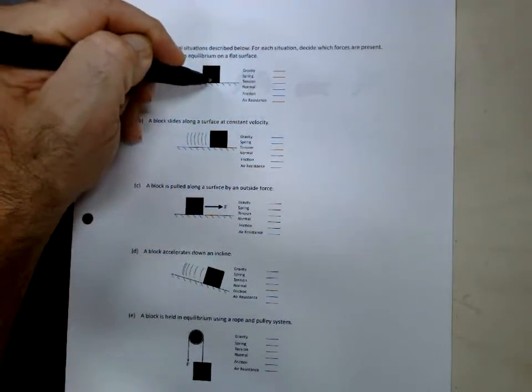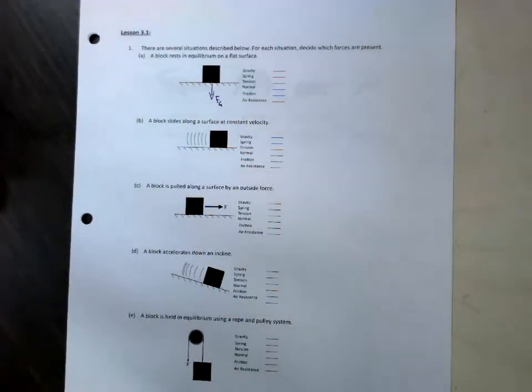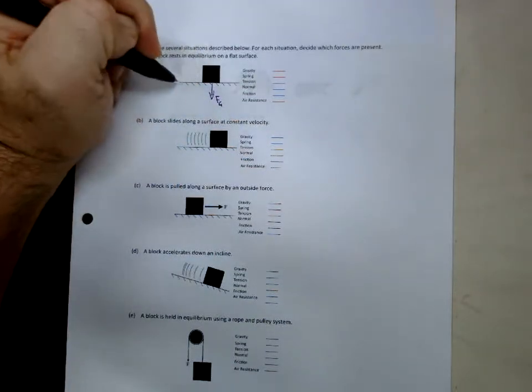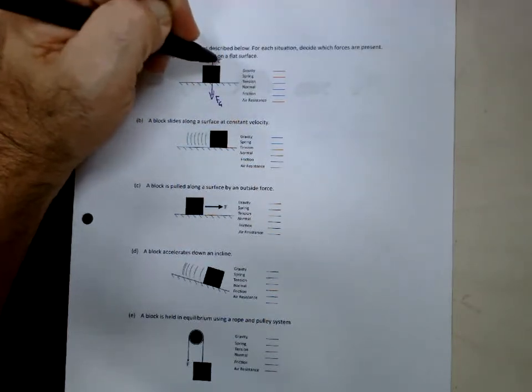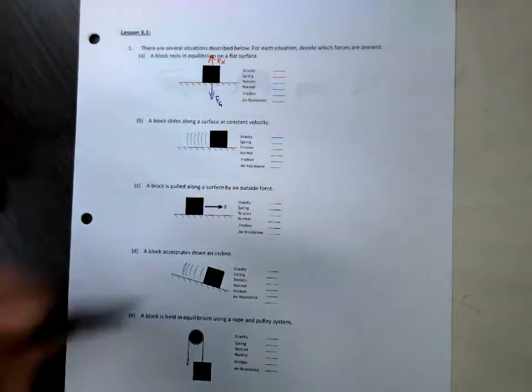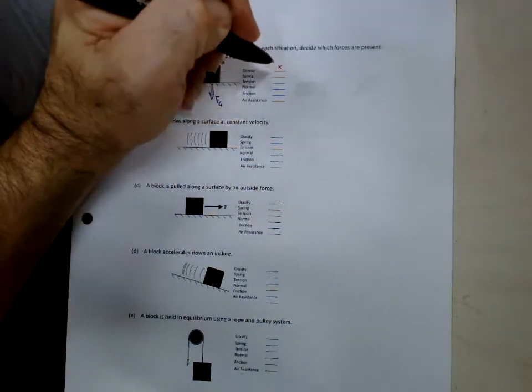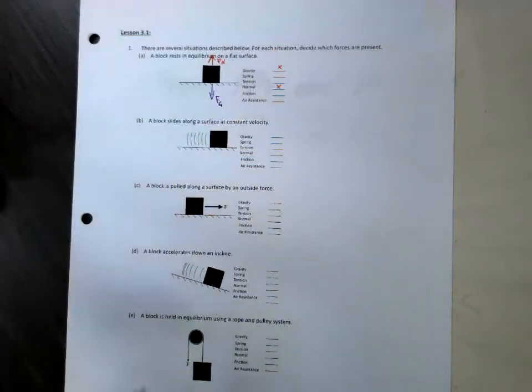So we have gravity that will be moving downward. We have a normal force that will be acting perpendicular to this surface. So that's going to be coming straight up. And we have no other forces in this problem. So we simply have gravity and normal force on that block.